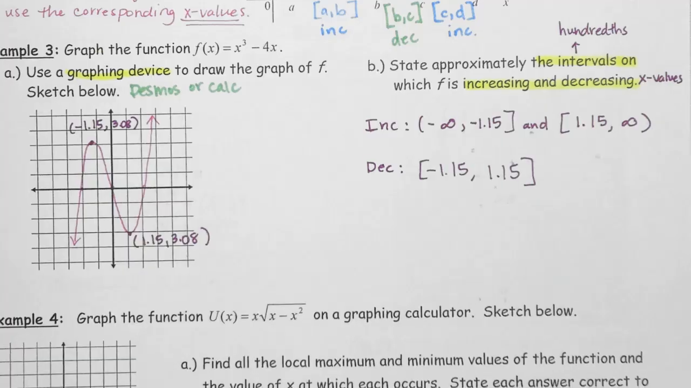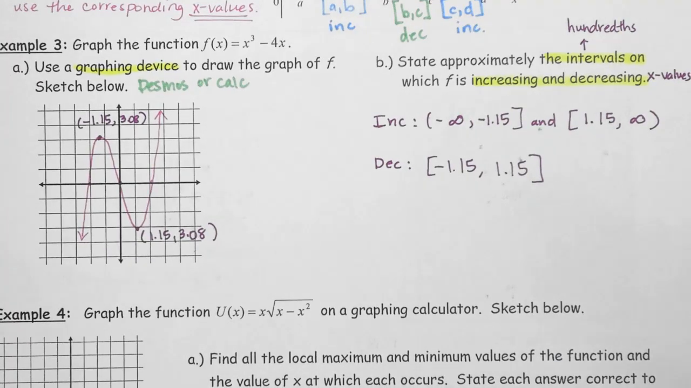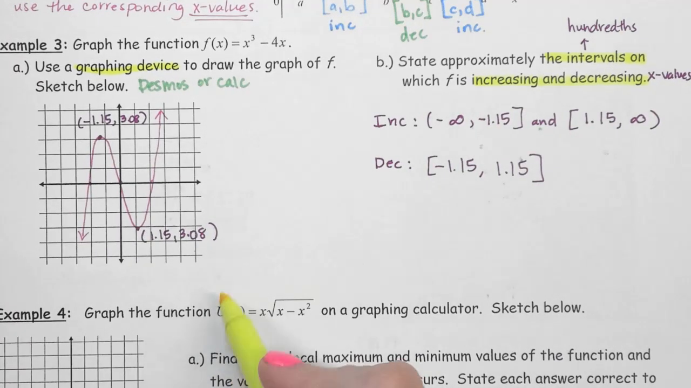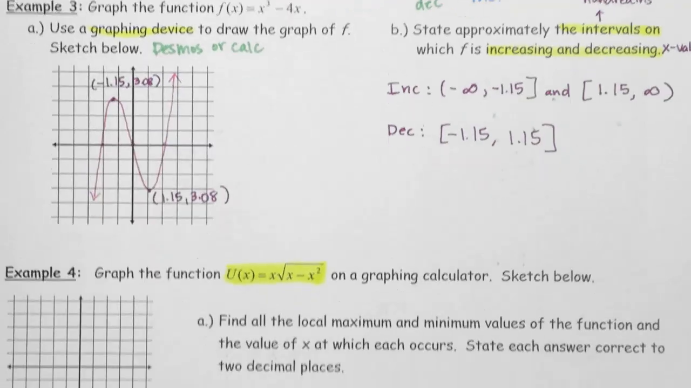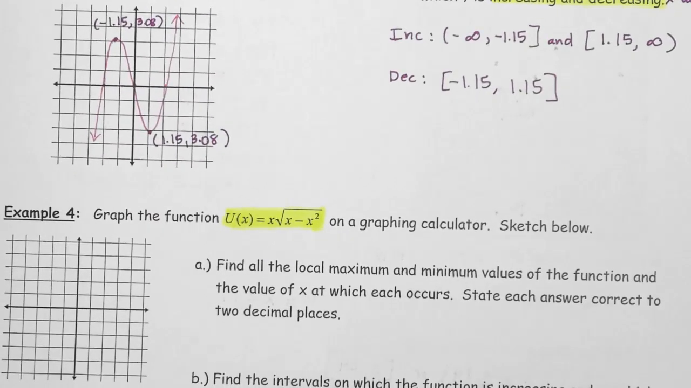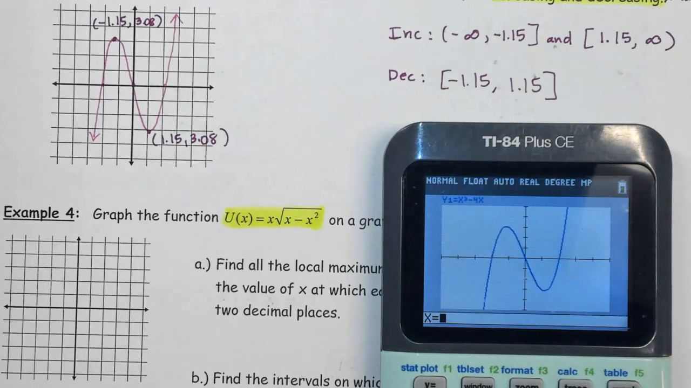All right, and then example 4, we're going to do some more graphing. Okay, so this is u of x. You can put that in decimals if you want, but you don't have to. You can just leave it as y equals or f of x equals.